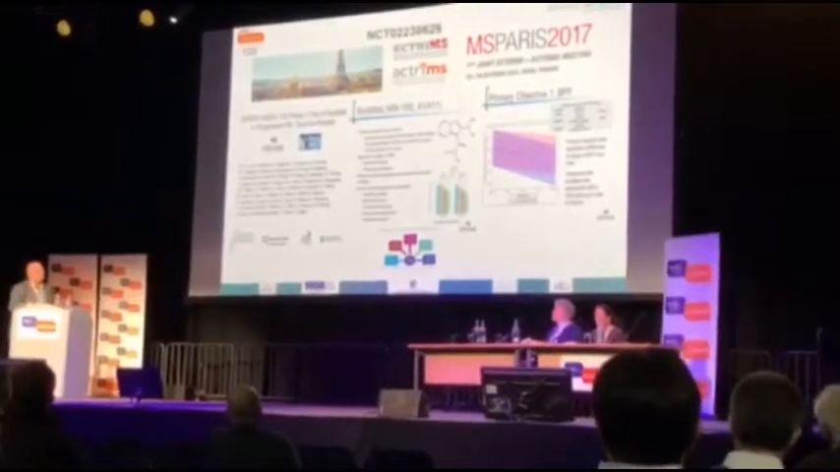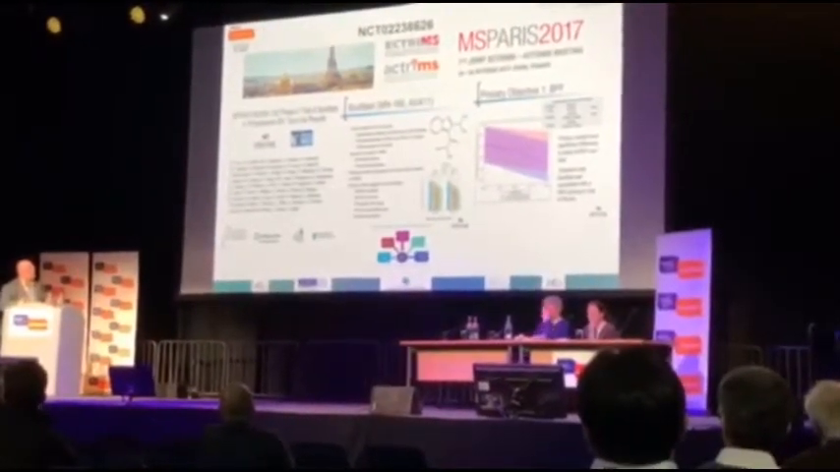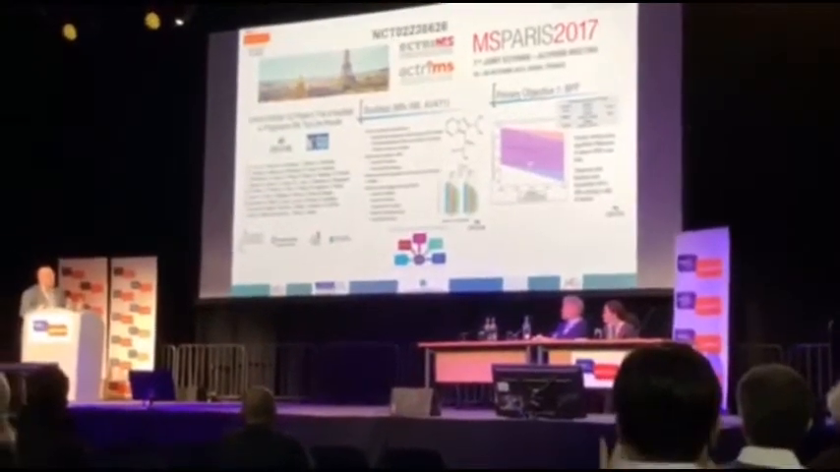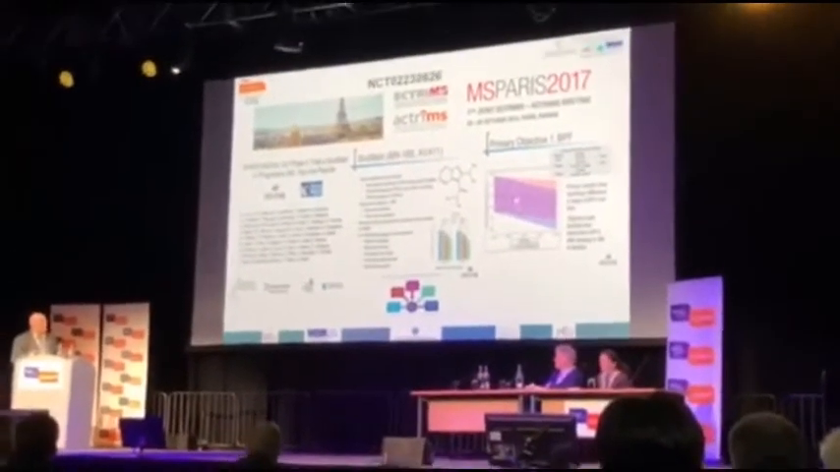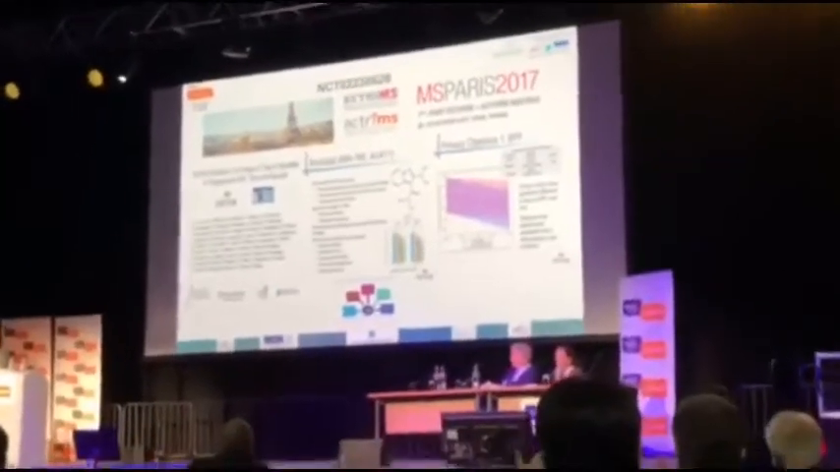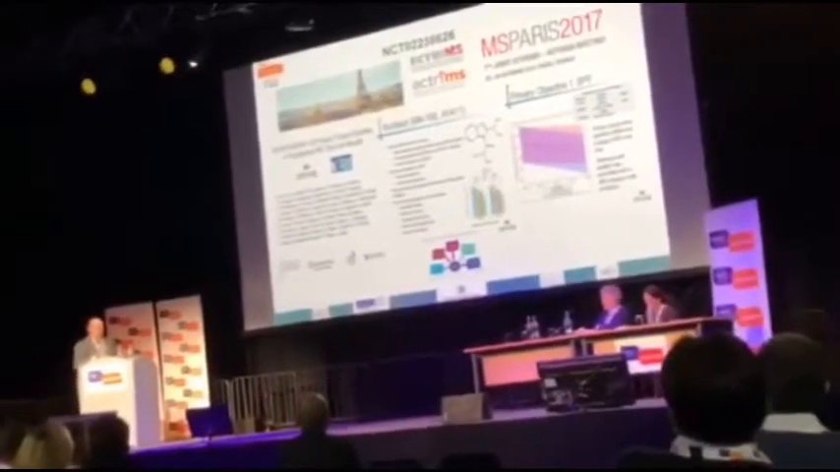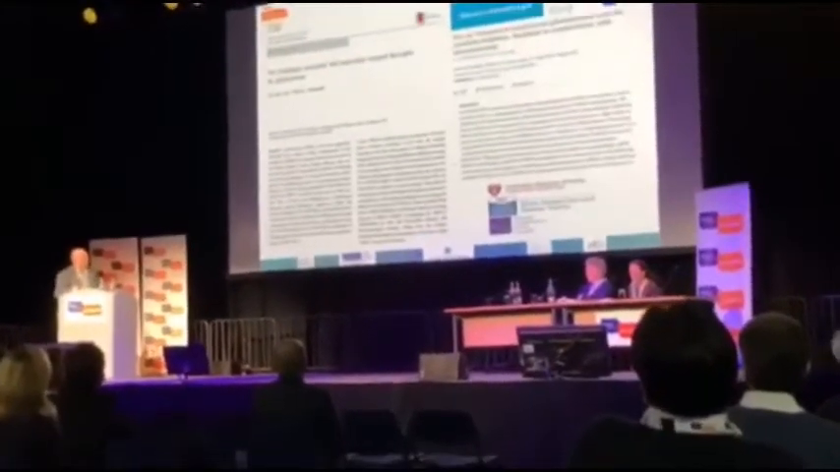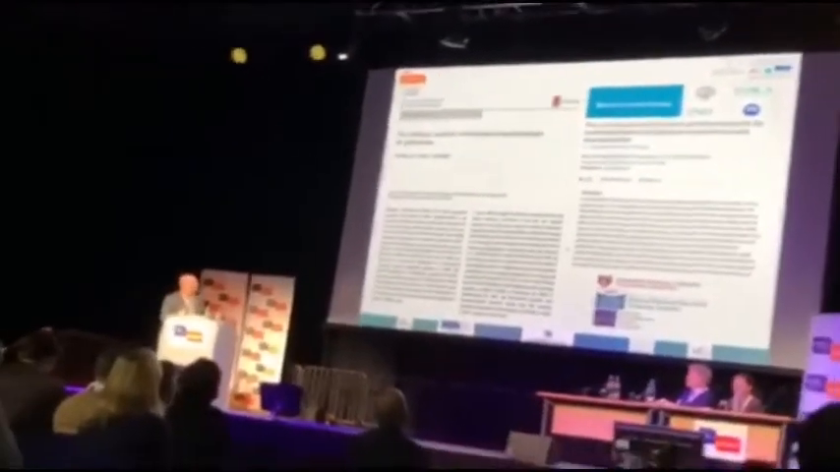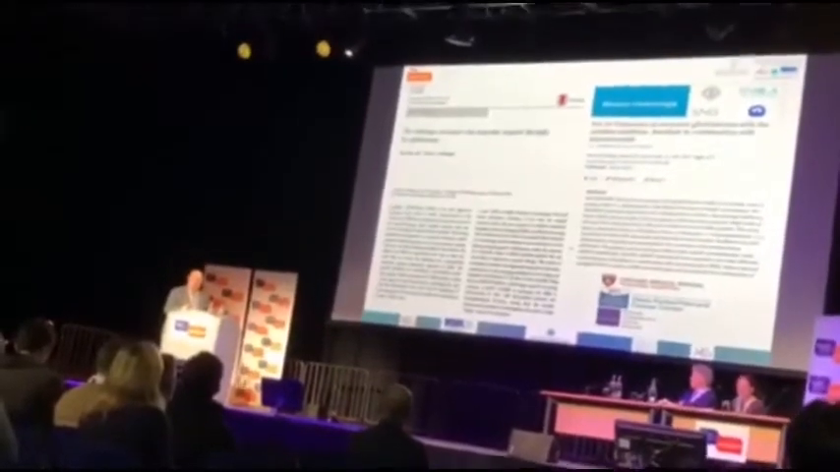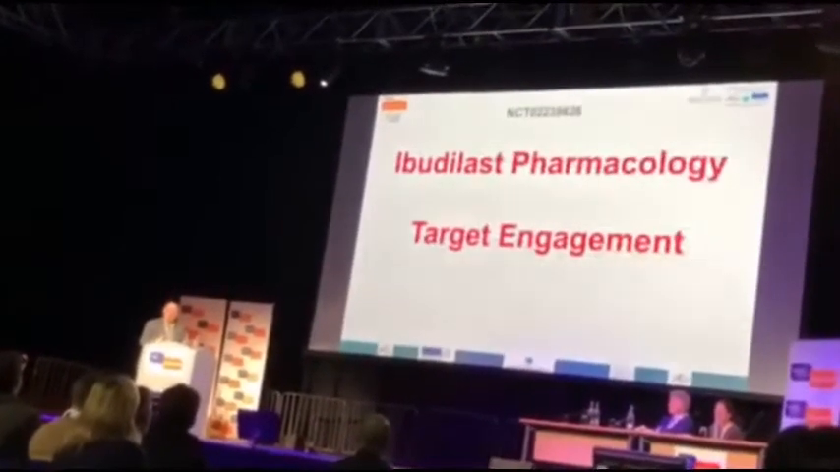Ibudilast also has been shown in the NeuroNext study that was performed and presented in Paris, recently published in the New England Journal of Medicine, that it delays the atrophy in primary progressive multiple sclerosis and secondary multiple sclerosis. And then it also has an effect in enhancing glioblastoma treatment with certain chemotherapies. So it has multiple effects across different neurological diseases.